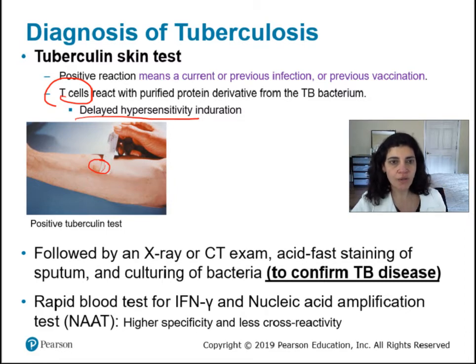Okay? Other ways to diagnose are X-ray, CT exam, acid fast staining, very important, of the sputum, and culturing bacteria, which is a slower process because they grow slow, to confirm TB. There are other tests that are more related to nucleic acid and presence of interferon gamma that can also give a higher specificity to the diagnosis.